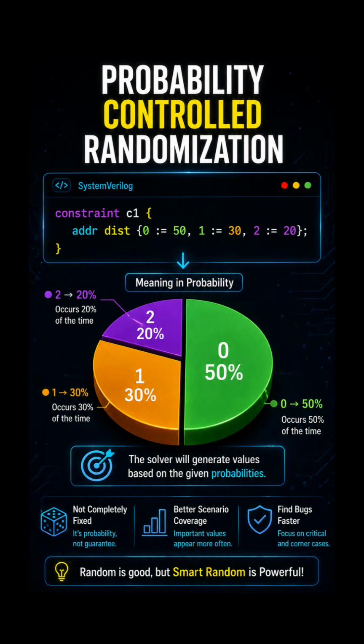Here is how we write it. constraint c1 { address dist { 0 := 50, 1 := 30, 2 := 20 }; } So how do we read this? It means when the randomization happens, address 0 will appear about 50% of the time, address 1 about 30%, and address 2 about 20%.